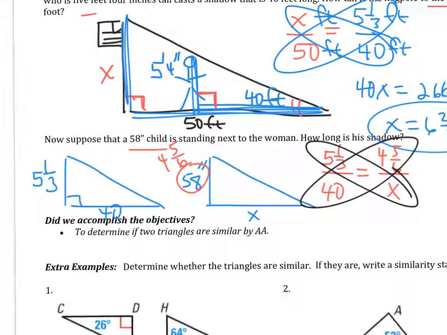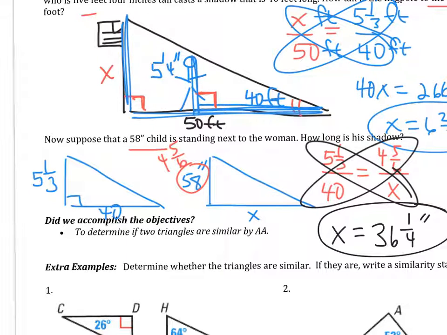What'd you get? 36 1/4 feet. 36 and a quarter? Yeah. Okay, very good.